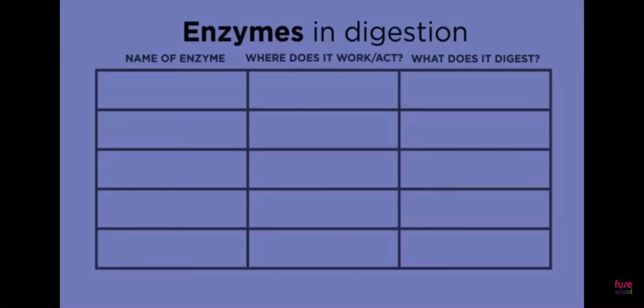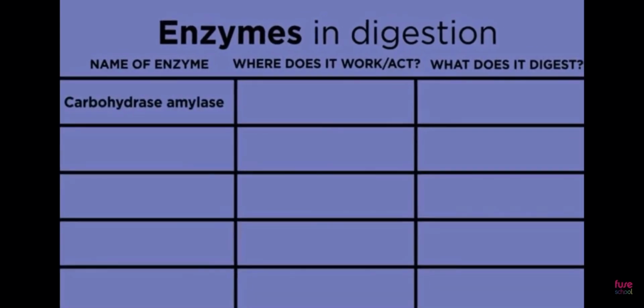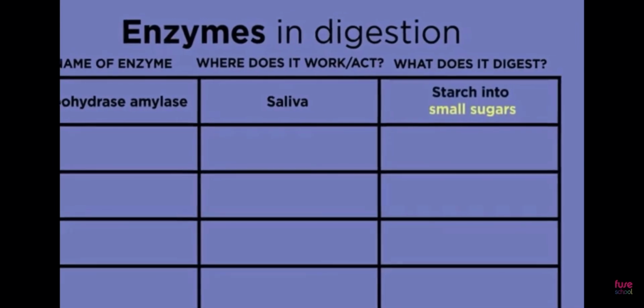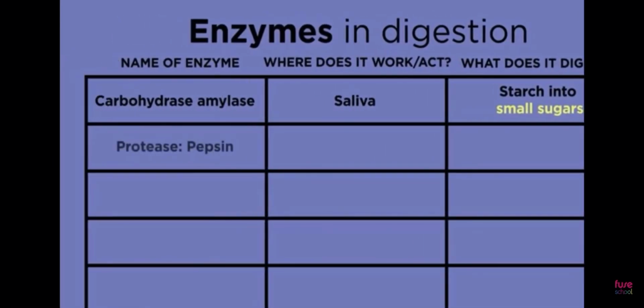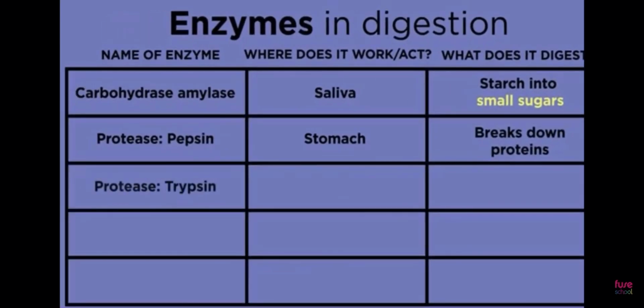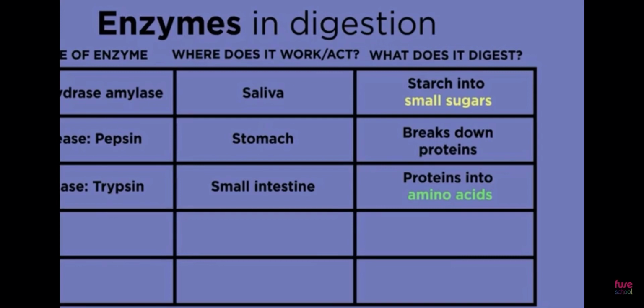So, to recap, the main enzymes involved in digestion. A carbohydrase called amylase is released in the saliva. This digests starch into smaller sugars. A protease called pepsin digests protein in the stomach. Then a protease called trypsin further digests proteins into amino acids in the small intestine.